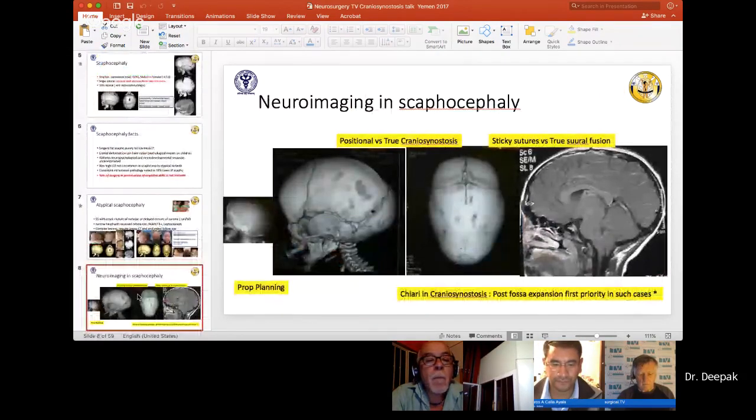Now, you talk about the neuroimaging. There have been a lot of controversies and debates on what investigation to do, to avoid CT scan in these patients because of ALARA guidelines.